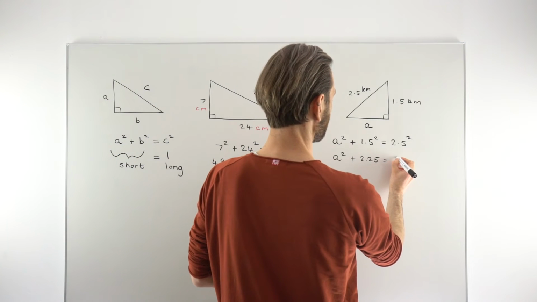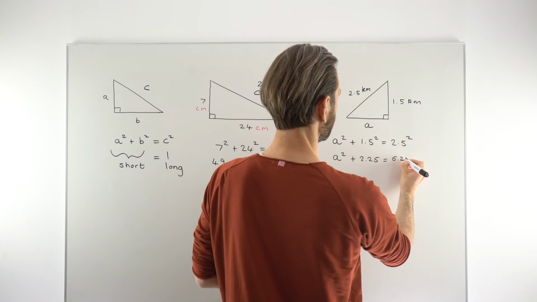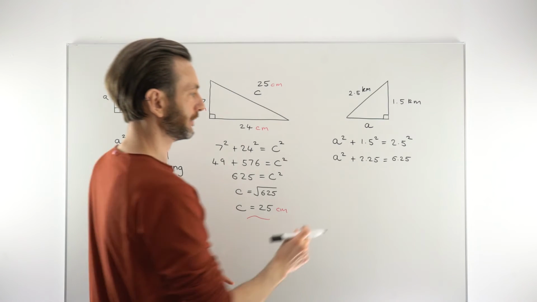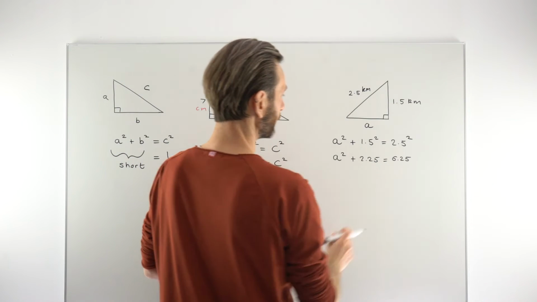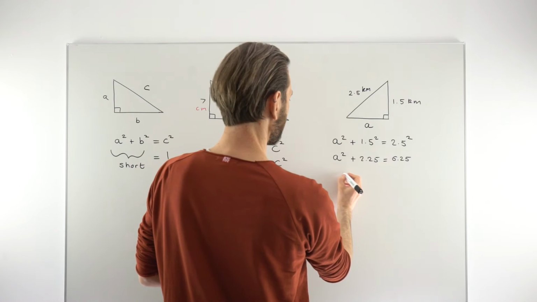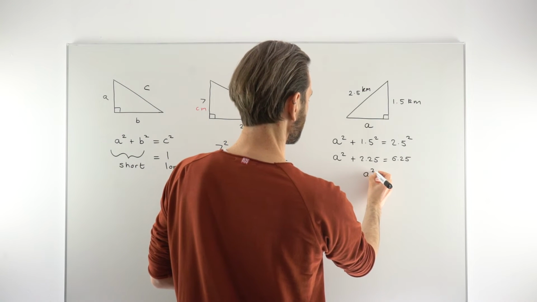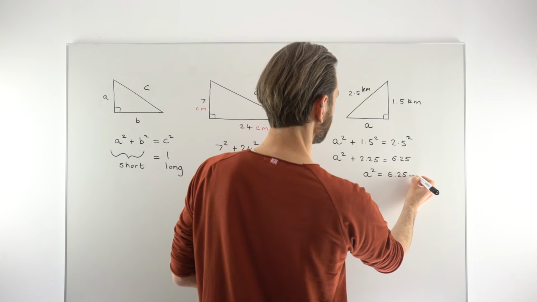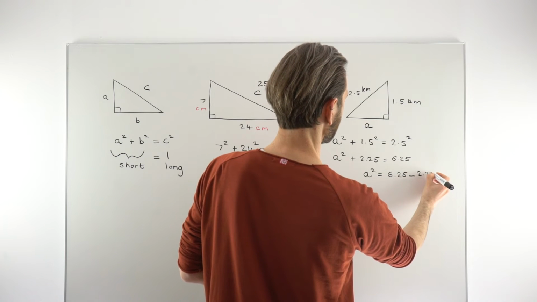2.5 squared is 6.25. And then we're just going to go ahead and take this one away by moving it over to the other side. So we're going to end up with A squared on the left-hand side. I'll just write in the line of working in here. So it would be 6.25 minus 2.25.